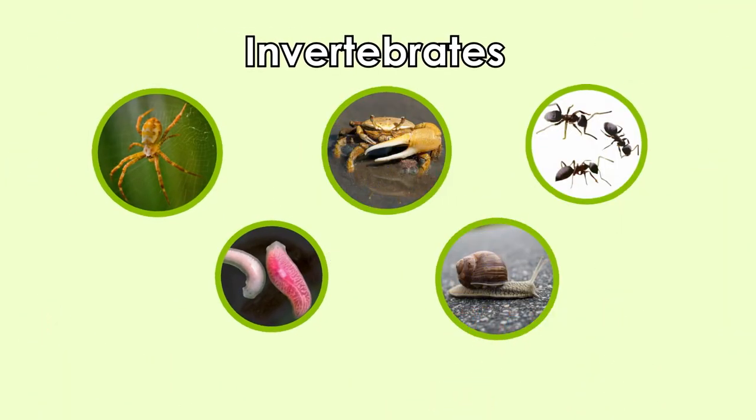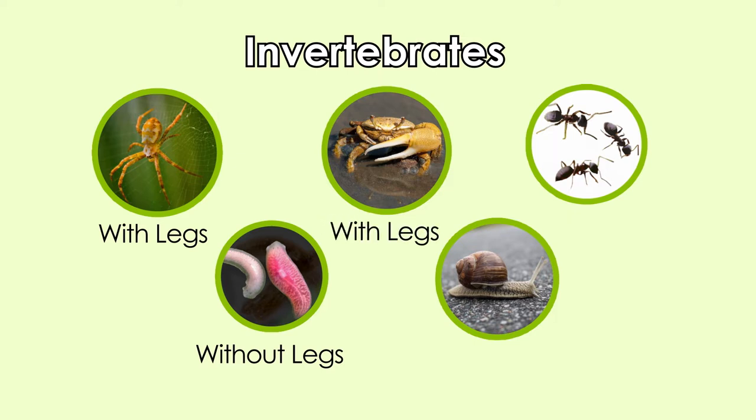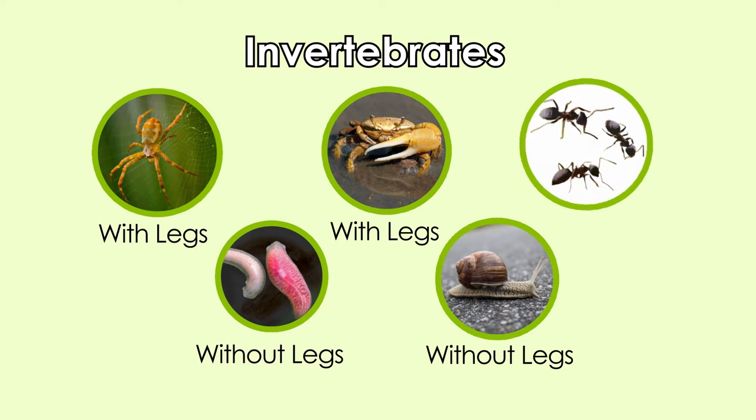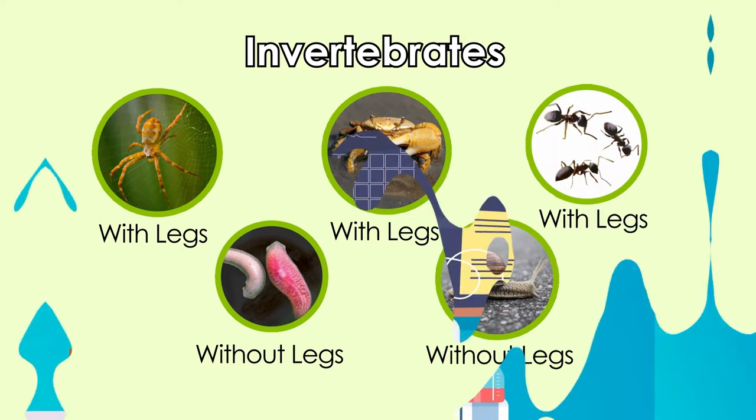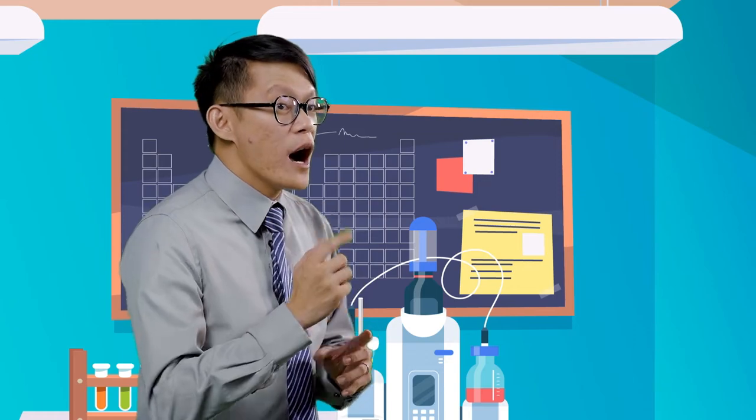Let's begin with a spider. Great job! The spider is an invertebrate with legs. Now, how about the planaria? Good! Planaria is an invertebrate without legs. The crab is an invertebrate with legs. How about a snail? Good job! The snail is an invertebrate without legs. Lastly, let's classify the ant. The ant is an invertebrate with legs. Awesome! You are doing a great job.